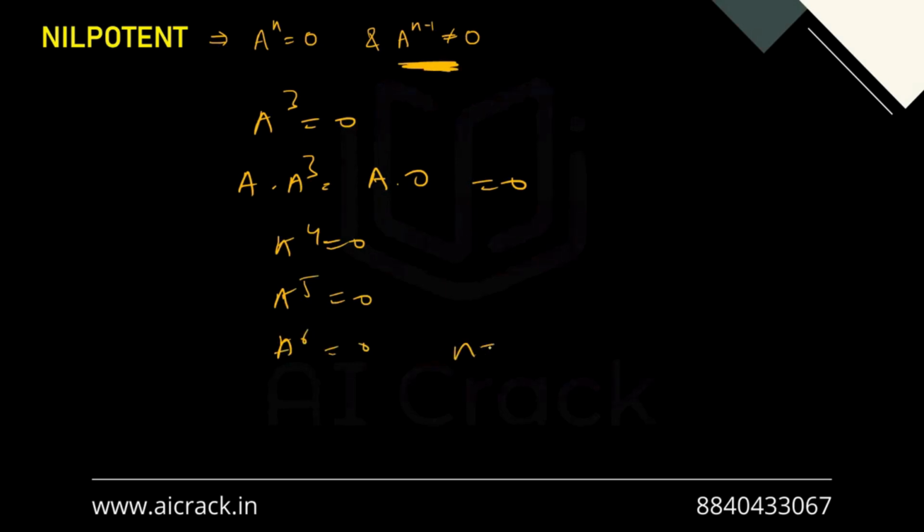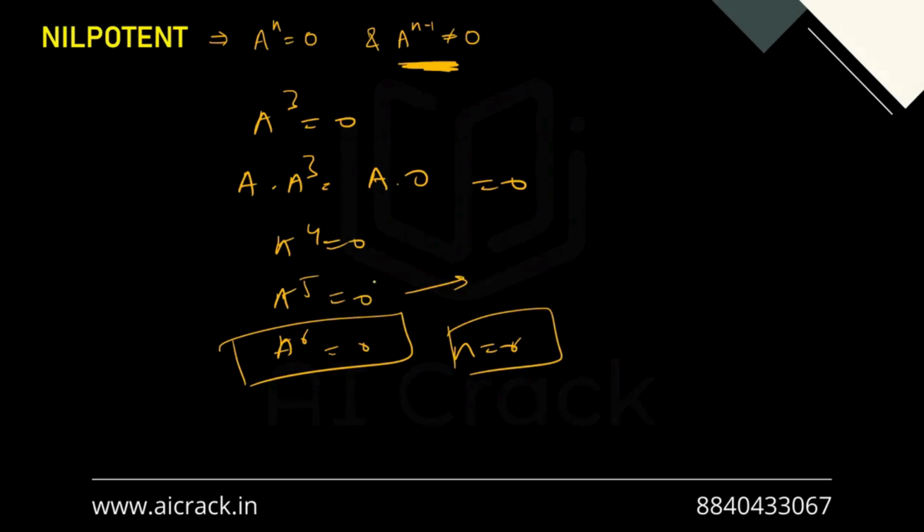Let's say I take an n value, I just look at A raised to the power 6 equals O and say that, okay, this is a nilpotent matrix. Then I write n equals 6. Then I try to find out A raised to the power 5, and I also get O, a null matrix. So according to this, I'll get n equals 5. So I'm getting two values of n. That is why this condition is very important.